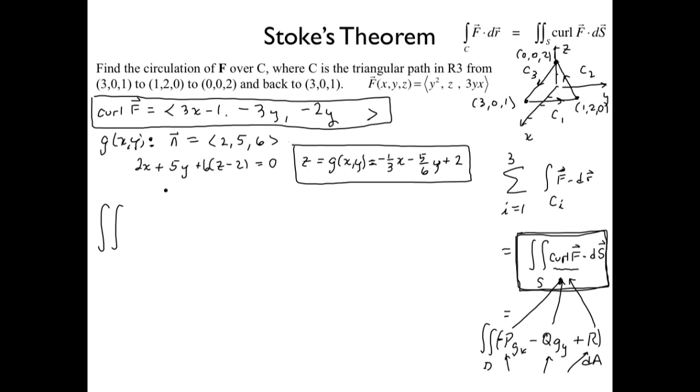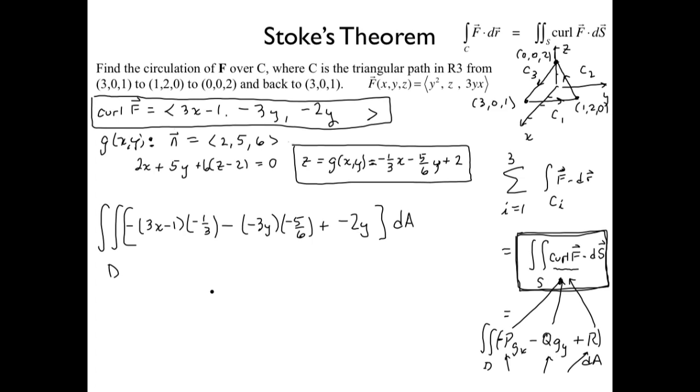So it's going to be what? Negative 3x minus 1 times the partial of g with respect to x, which is negative 1/3. Right? Minus Q, which is negative 3y, times the partial of g with respect to y, which is 5/6, plus R, which is negative 2y. Watch your signs, lots of negatives. dA.